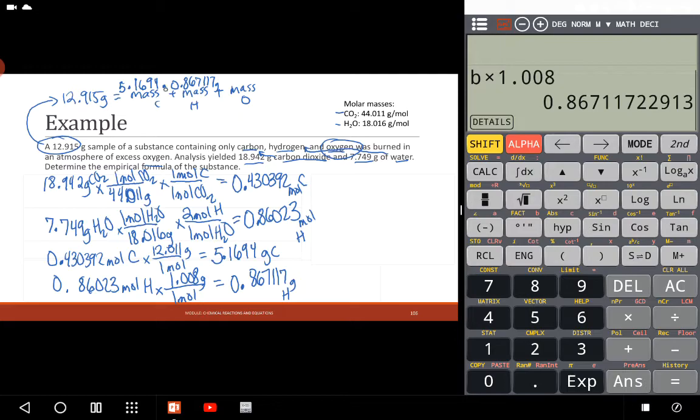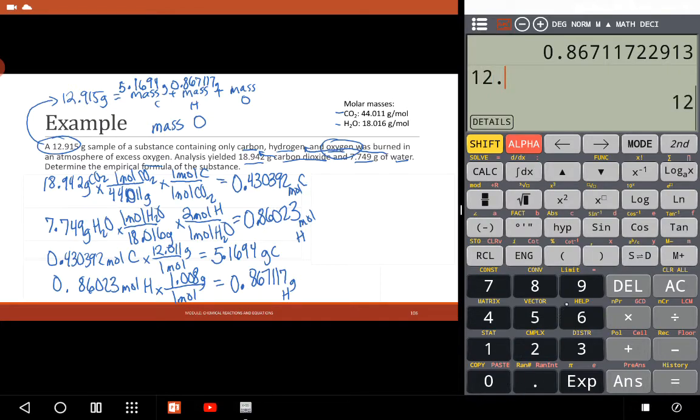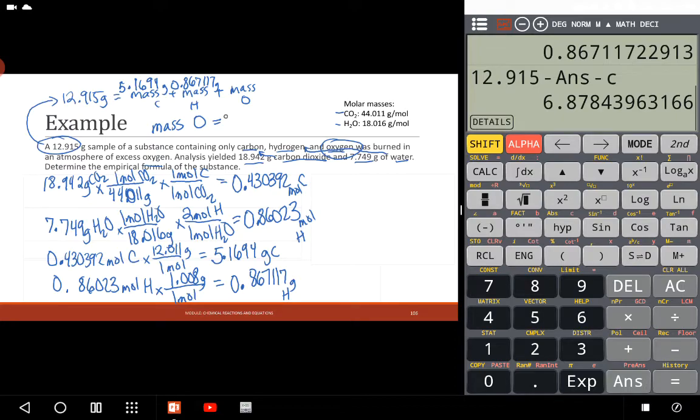0.867117 grams. Subtract both of those from the 12.9, and so your mass of O will be 12.951 minus that previous answer for the mass of hydrogen minus my alpha C value, which is my carbon. And so that tells me my mass of oxygen is equal to 6.8784 grams. So now I got to convert that into moles so that I can start doing my empirical formula.